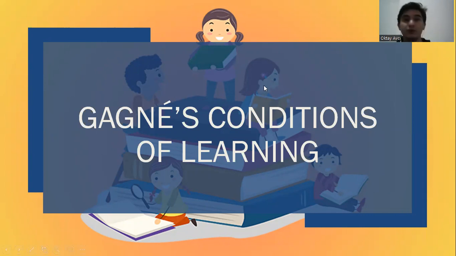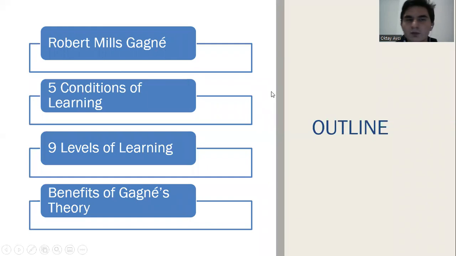So, what we're going to be talking about today is who Robert Louis Gagné is first. Then we are going to look at what made him famous, his 5 conditions of learning. After that, which is also related, we are going to look at 9 levels of learning. And at the very end, we're going to look at how Gagné's theory of 5 conditions of learning can help us, how it can benefit us. So that's what we're going to be talking about today. Let's start with Gagné himself.